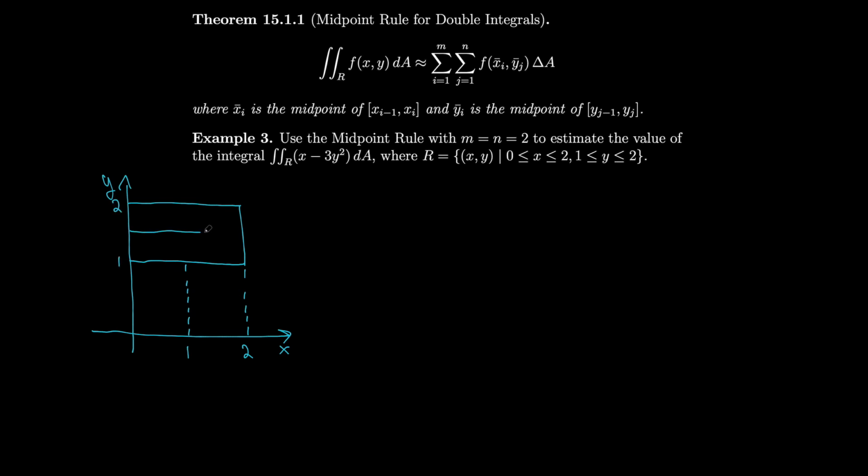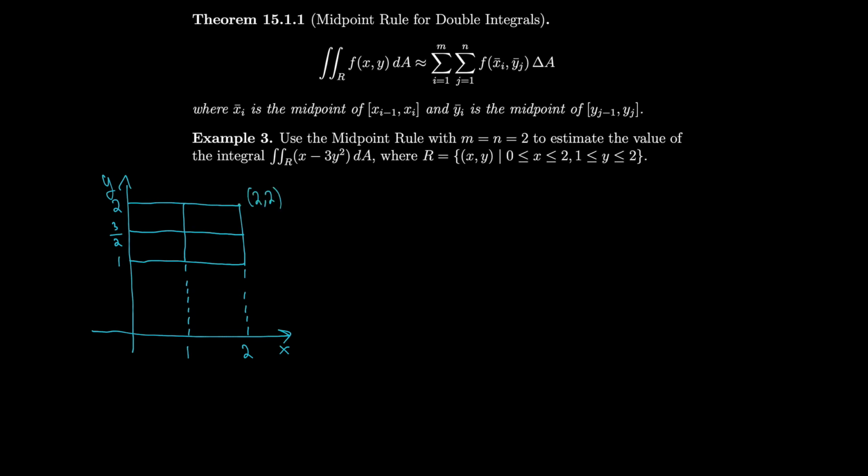I want 4 rectangles because I need to take 2 for m and 2 for n, so that means that the xi's go from 1 to 2, so I need 2 xi's, and the yj's go from 1 to 2, so I need 2 of those also. So I need 4 rectangles, like I said. Halfway through is halfway between 1 and 2, so this would be at 1.5 or 3 over 2. And over here, this corner is at 2, 2.